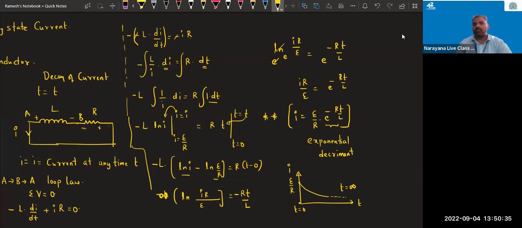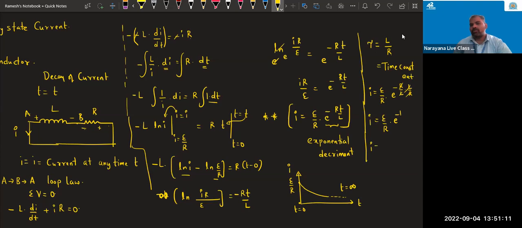How will you define the time constant now? Time constant is the ratio of the coefficient of self-inductance to resistance, L by R. Put the time constant value here. Current equals E by R into E power minus R by L into T, where T is L by R. L cancels out, R cancels out. So the current is E by R into E power minus 1, which is E by R into 1 by E. E value is 2.71. Substituting, current equals E by R into 1 by 2.7, which is 0.37 into E by R.